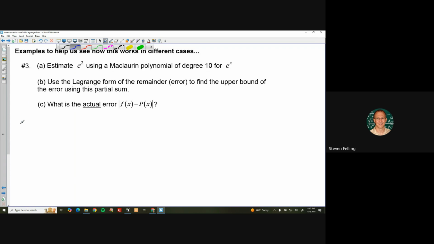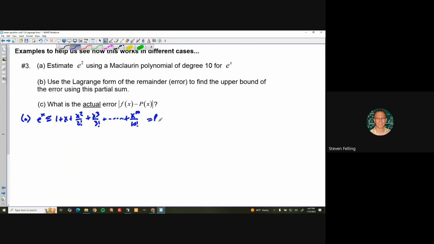So let's start with that. For part A, we're going to use our memorized form rather than do the whole Taylor procedure here. We know that e to the x is 1 plus x plus x squared over 2 factorial plus x cubed over 3 factorial all the way up to, in this case, x to the 10 over 10 factorial, because we're doing a polynomial. So we're approximating now.